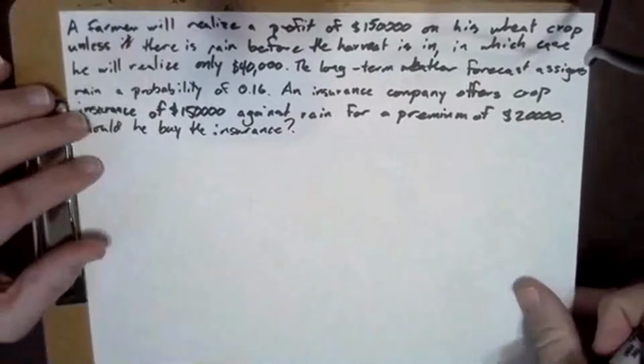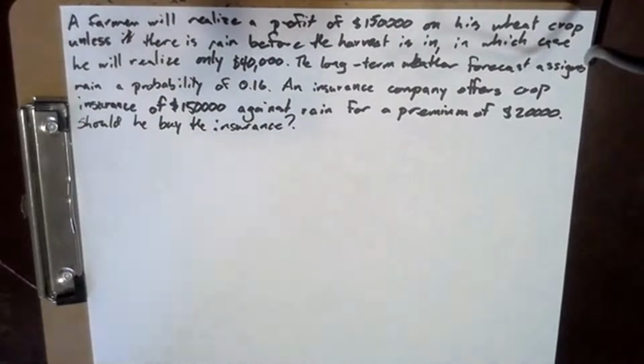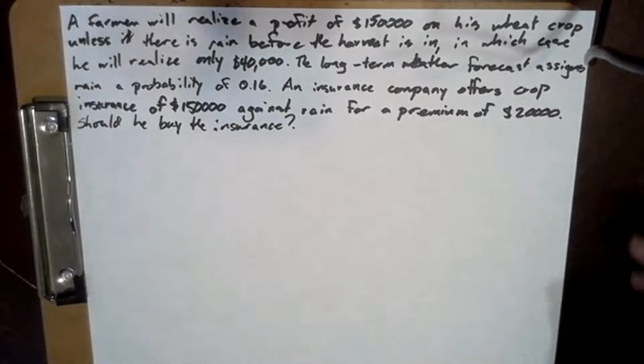A farmer will realize a profit of $150,000 on his wheat crop unless there is rain before the harvest is in, in which case he will realize only $40,000. The long-term weather forecast assigns rain a probability of 0.16. An insurance company offers crop insurance of $150,000 against rain for a premium of $20,000. Should he buy the insurance?